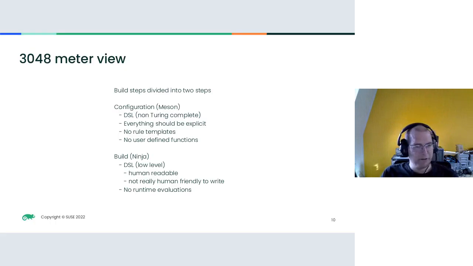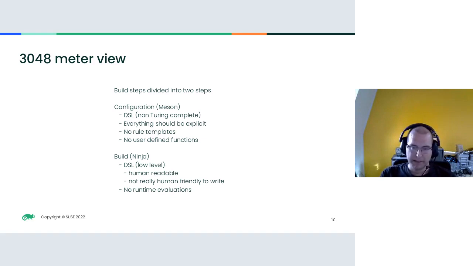So the 3048 meter view, or for those who are in the metric system, the Meson build system is basically two tools. One is Meson itself, and one is Ninja. Ninja is the tool which is, you could say, like Makefile or make, which just executes the build step, and Meson is the configure part. Those tools are developed completely independently. They're both pretty major, I would say, and work pretty well.